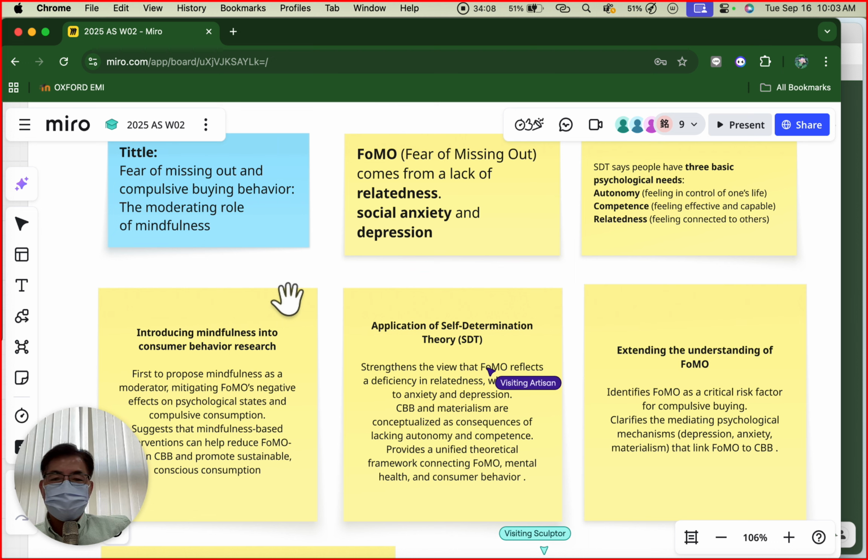To explain all this in simple terms, I would just like to add that FOMO is not so harmless. It's a psychological driver of compulsive buying. It actually works on people who go through depression and social anxiety as well as materialism. Mindfulness will protect people from these harmful effects and neatly fits into self-determination theory, which explains unmet needs leading to negative behavior.